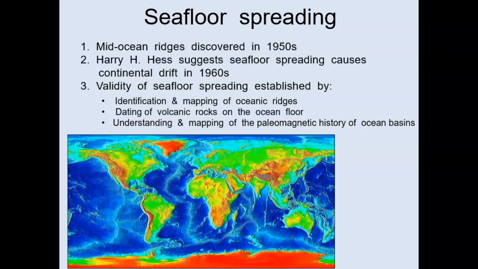So in the 1960s, it was Harry Hess who had enough observations that he dared to go ahead and suggest that there was something we call seafloor spreading. And the seafloor spreading, he believed, was the cause for continental drift, of which Alfred Wegener had talked about nearly half a century before, but who didn't have the right processes to make it happen. So Harry Hess suggested that seafloor spreading was going on based on three main things.